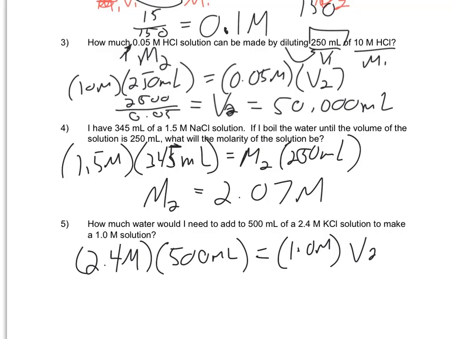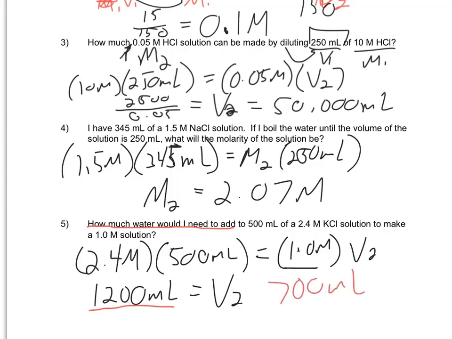So first things first, on the right-hand side, we have 1, so that's not going to affect the value at all. So we can just look at the left-hand side. 2.4 times 500 is 1,200 milliliters. That's going to be our final volume. The only little catch here is that the question didn't ask what is the final volume. The question asks, how much water do I add? You started with 500, your final volume is 1,200. So you need to add 700 milliliters.